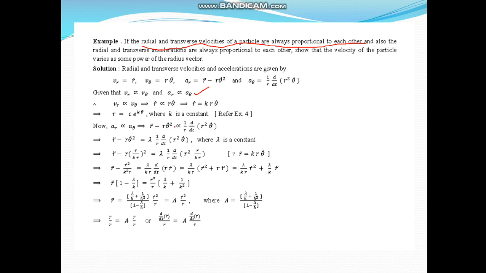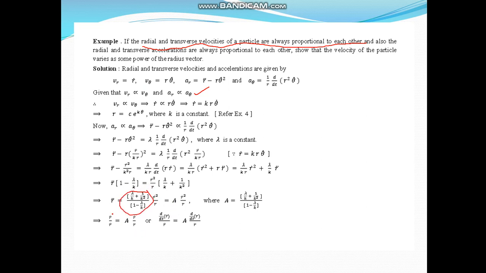So this is radial acceleration proportional to transverse acceleration. Removing the proportionality, we write here lambda, where lambda is some constant. Now on the left side, we take out the value of theta dot from here, r dot upon k r, and substitute. Here also we simplify fully, and the result will be r double dot (1 minus lambda k) equal to r dot square upon r (lambda by k plus 1 upon k square), and from here we'll get the value of r double dot. Now this much quantity is constant here, so let us take it a.